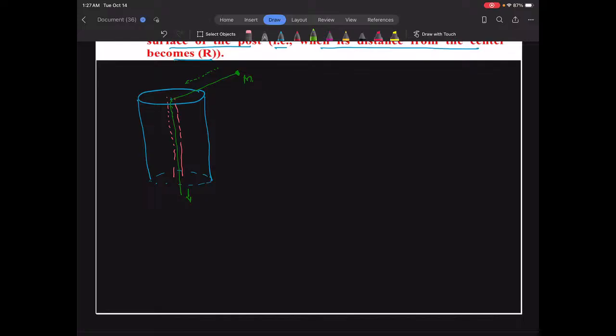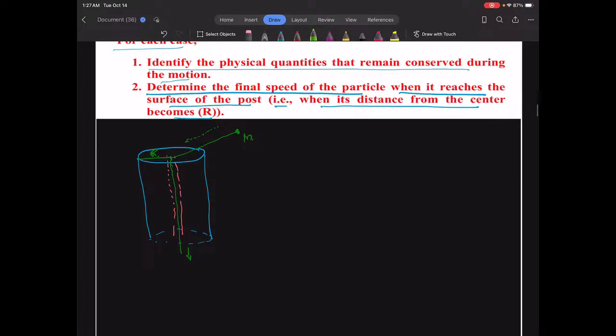Okay. And r is given as the radius of this. So we have to find out the speed when the mass reaches the radius at the point r. So this is the basic first part rather. Okay.